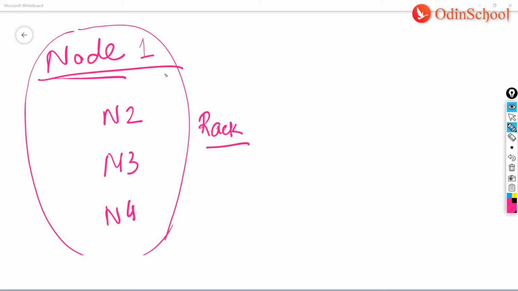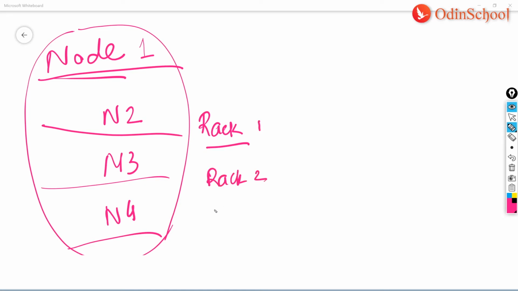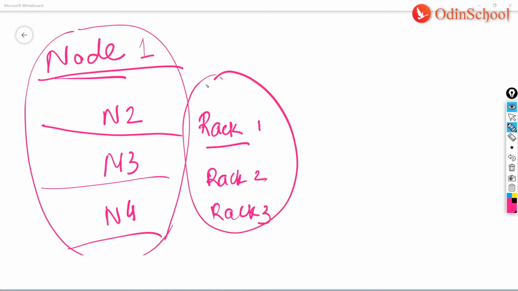So a rack will have several nodes in it, and a rack is kind of a clubbing of nodes at one physical location, right? So let us say a rack is there at an India location, so you will have all the nodes inside that rack at one single physical location. Now we have several racks like this: rack 1, rack 2, rack 3, and the combination of all the racks would prepare a cluster for Hadoop.